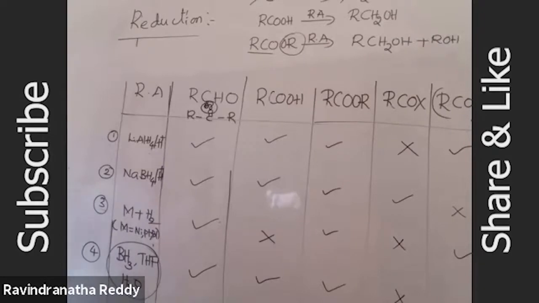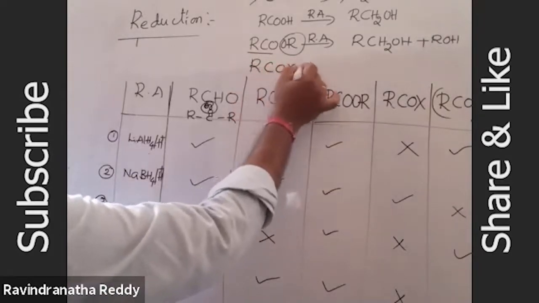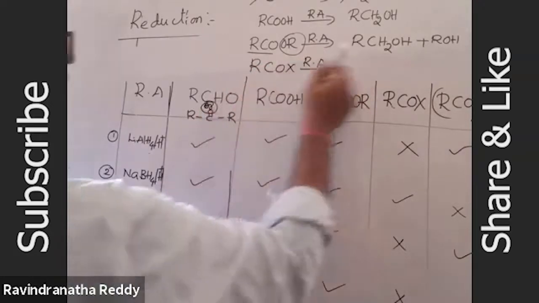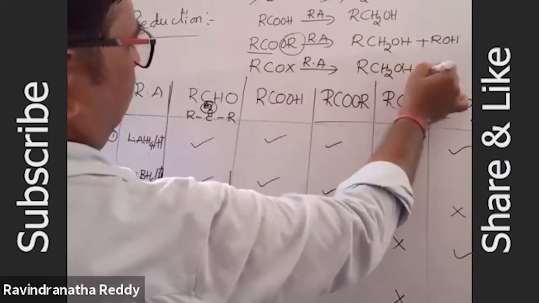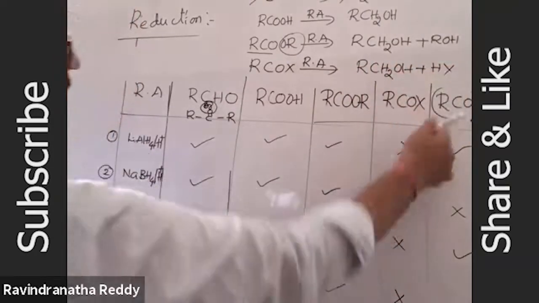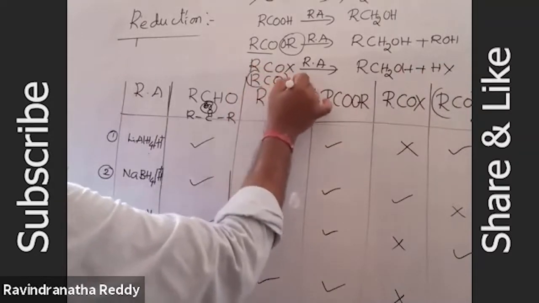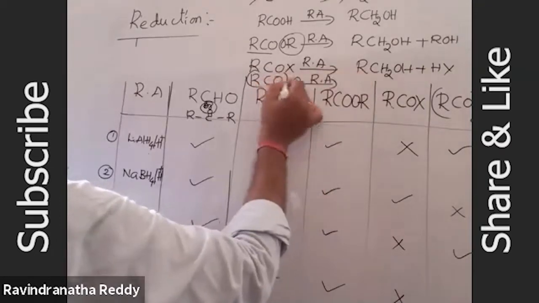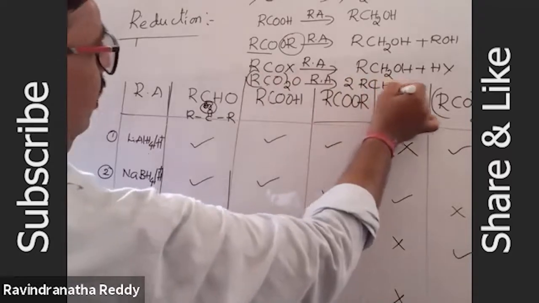So here, this one is acid halide. Suppose acid halide, RCOX, you can use a reducing agent. After using that, this is converted to RCH2OH, plus HX. So in the acid anhydride condition, RCO taken twice with O, using reducing agents, what are you getting? This is 2 moles of alcohol.